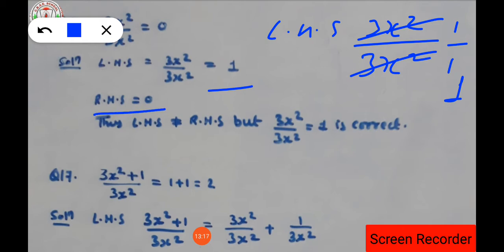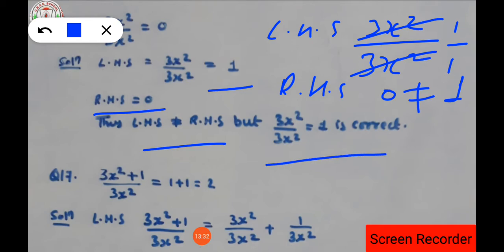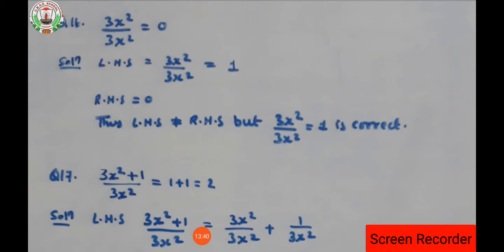And in the RHS part we are having what? In the RHS part we are having 0. So it is very clear that LHS is not equals to RHS, but the correct mathematical operation, as we solved, is 3x square upon 3x square is equals to 1. And what is the error in this? The error is 0. Clear, student?